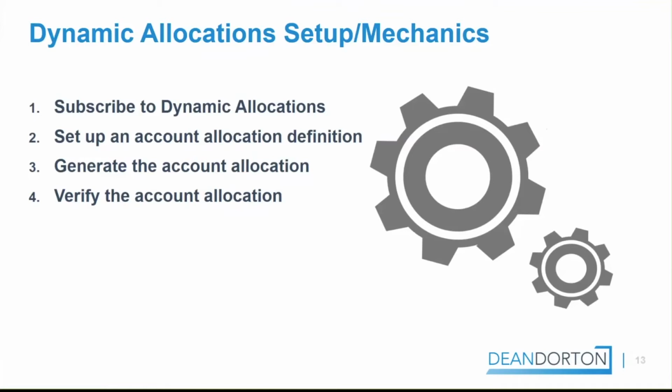Then you're going to set up an account allocation definition. An account allocation definition is kind of the life force of dynamic allocations. This is where you define what it is that I want to allocate, how I want to allocate it, and where that allocated entry is going to end up. Then you're going to generate your account allocation. That's one click in many cases. You can also group them together to run them in bulk. And then you're going to look at your financial reporting and verify that the results reflect what you were expecting to see.